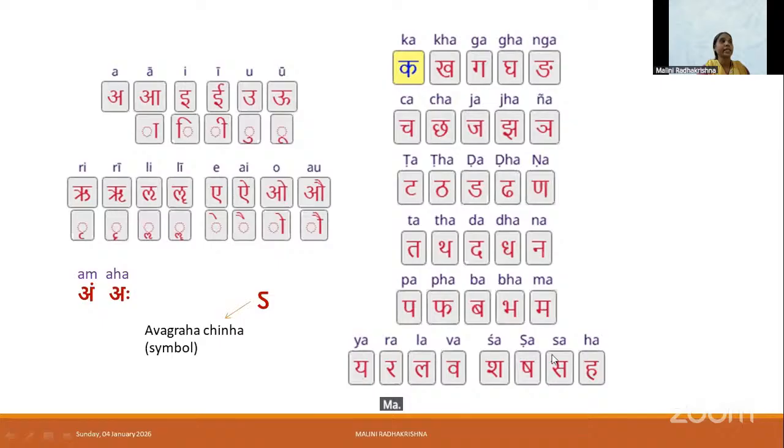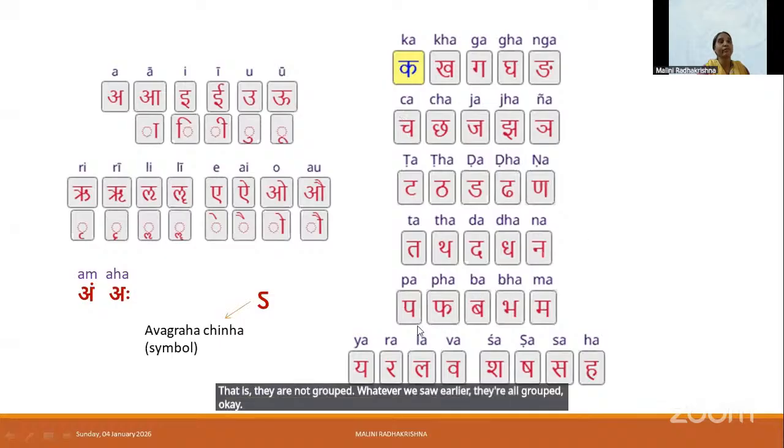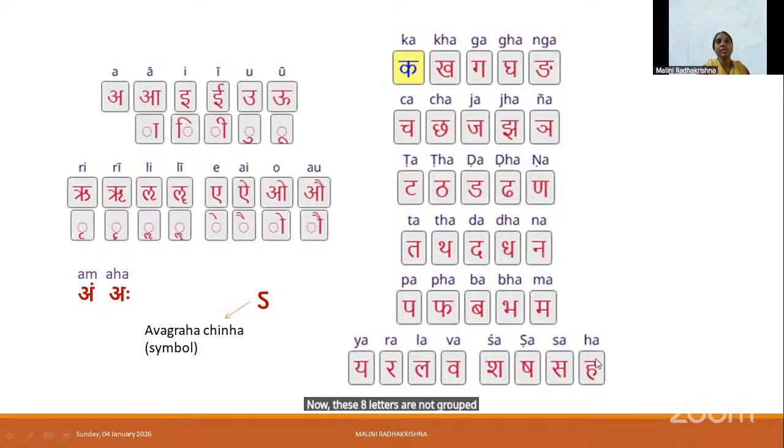Next, these 8 letters are called Avargiya Vyanjanani. That is, they are not grouped. Whatever we saw earlier are all grouped into letters of 5. Now, these 8 letters are not grouped. They are all single letters. Therefore, they are called Avargiya Vyanjanani. Let us see what the letters are. Ya, Ra, La, Va, Sha.